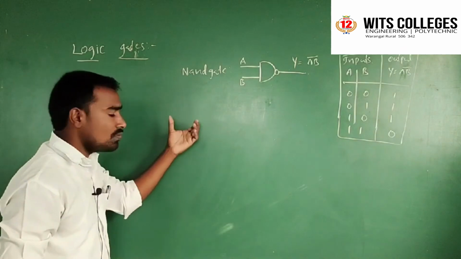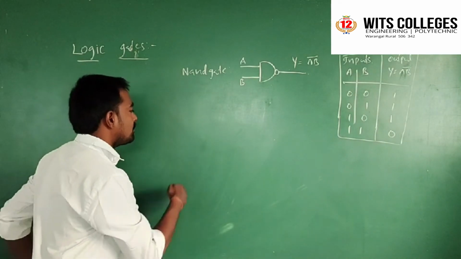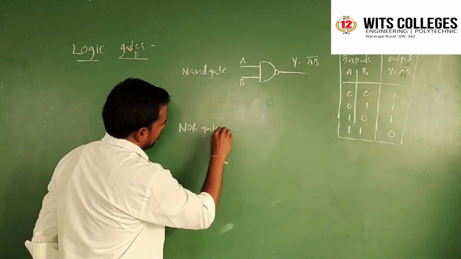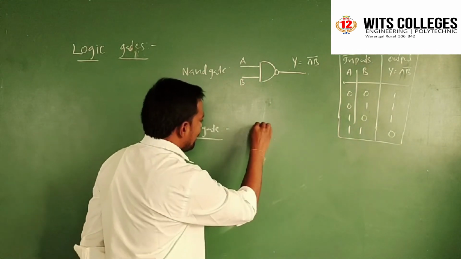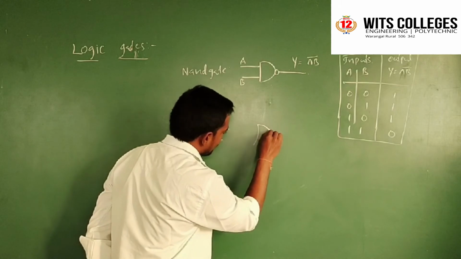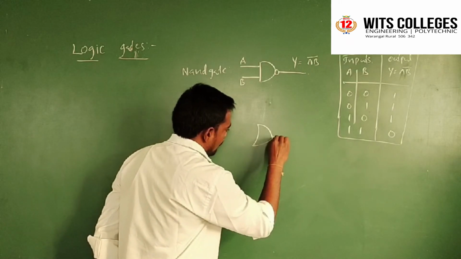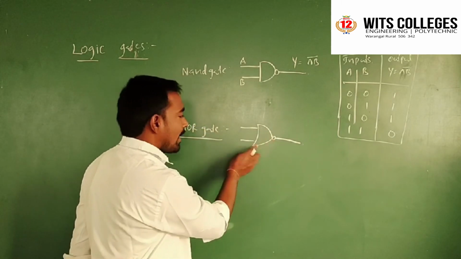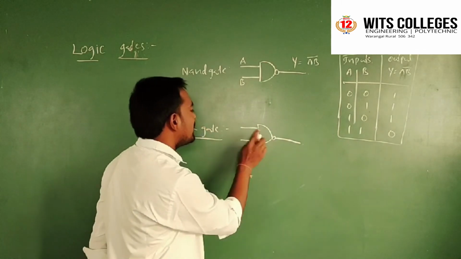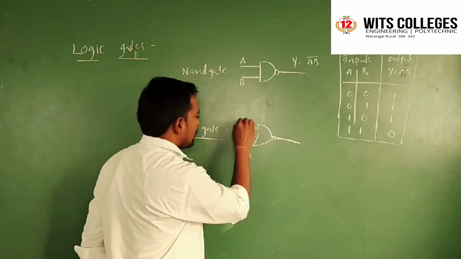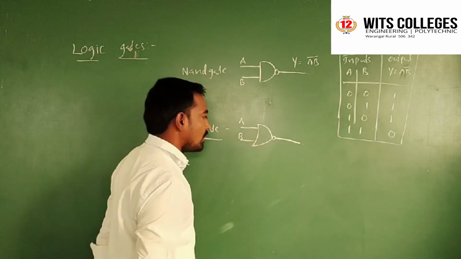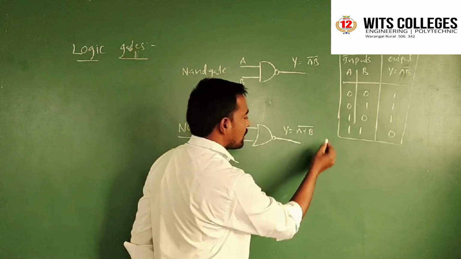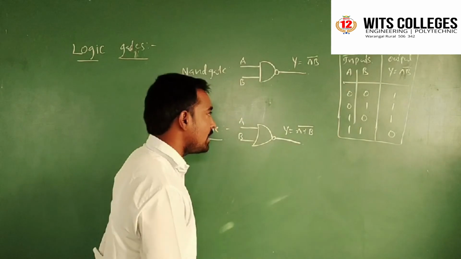And another universal gate we have is the NOR gate. The NOR gate logic symbol is like this, and one NOT gate is connected across the output of the OR gate, then that will be treated as the NOR gate. So here A and B both are inputs, and we will get Y is equal to (A plus B) whole bar.